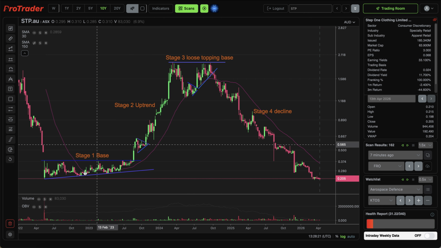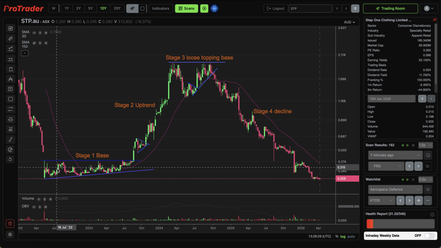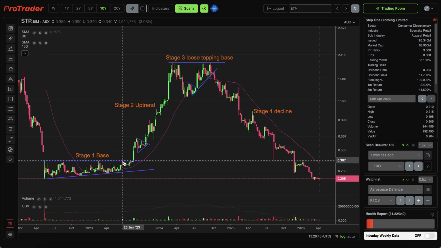Now, that is the basic theory behind stage analysis. Stage 1 is when all the smart people, the smart money, accumulate the stock. When they test these lows, they're accumulating. You can see little bits of volume spikes when they're accumulating. They're just sitting back, accumulating, and then eventually it's ripe and it goes up.